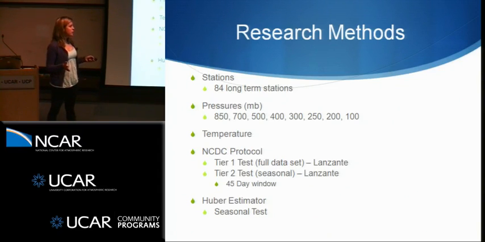And then another more stringent test, a tier 2 test, which is a seasonal one where we took a 45-day revolving window centered around 1 day and computed a mean and standard deviation for that for each pressure level. So it captures the seasonal variability and the pressure level variability. We did that for both the Lanzante and the Huber.